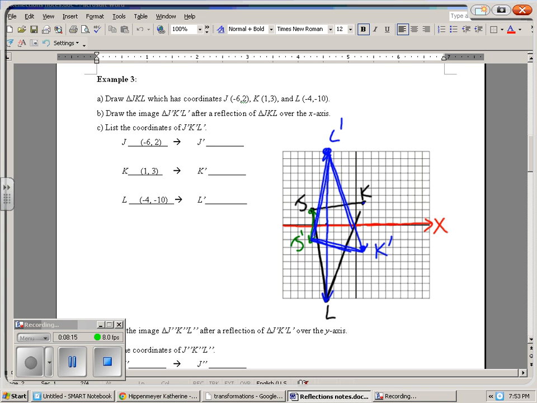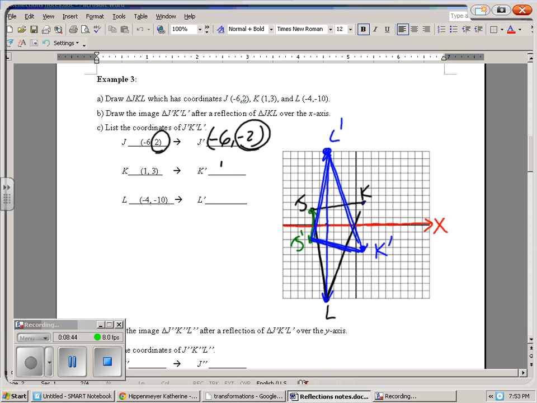And you'll see this blue triangle, JKL prime, is the same shape and the same size as JKL. We'll write our new coordinates down. So J prime is at 1, 2, 3, 4, 5, 6: -6, -2. And you'll see that when we flip it over the x-axis, again, we're changing the y value.